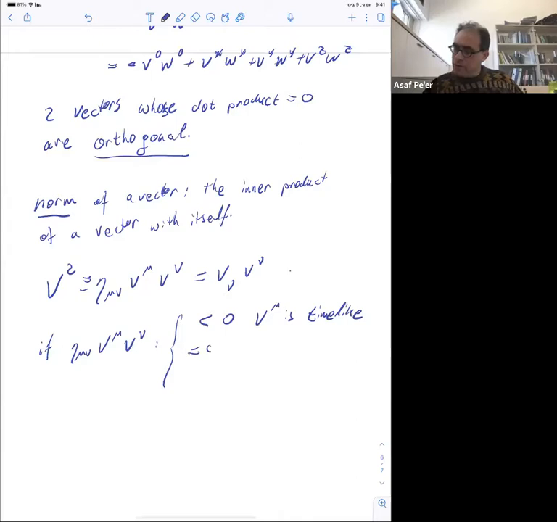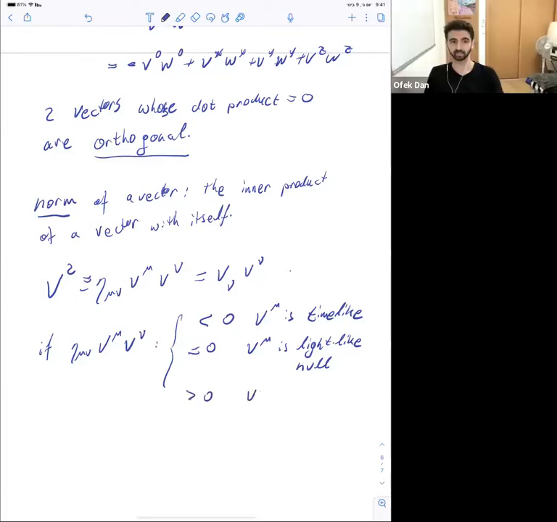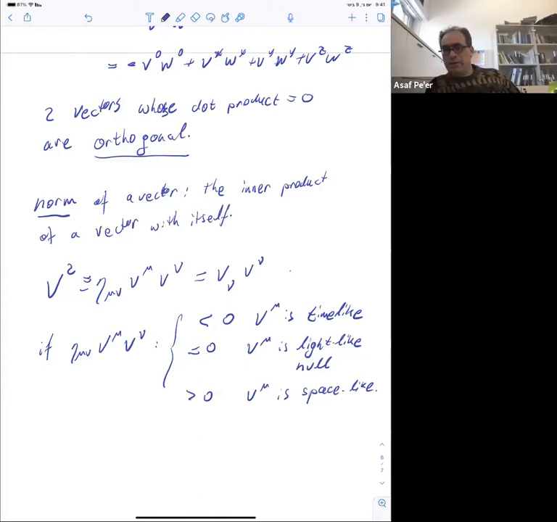Now if it is equal to 0, then what? Light-like. Yeah, it's called light-like. And another name is null. It's a null vector. And if it's greater than 0? Space-like. Very good. That's the standard terminology, and you'll see shortly why it's useful.